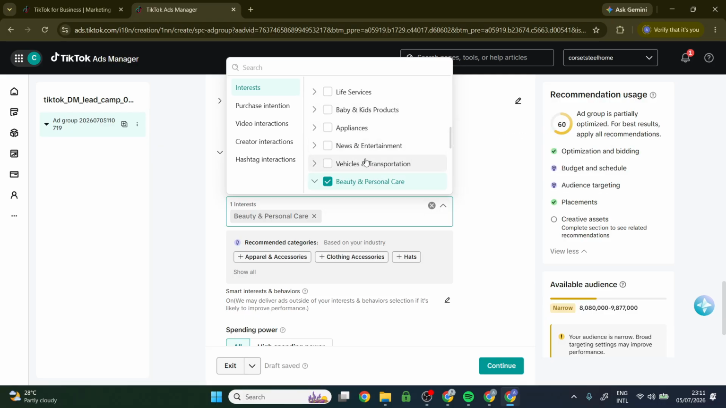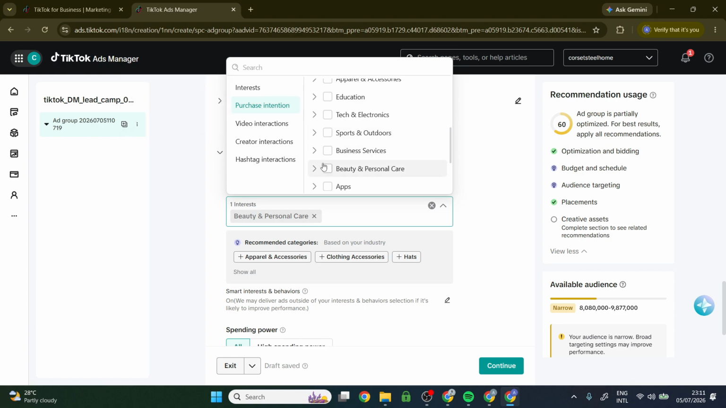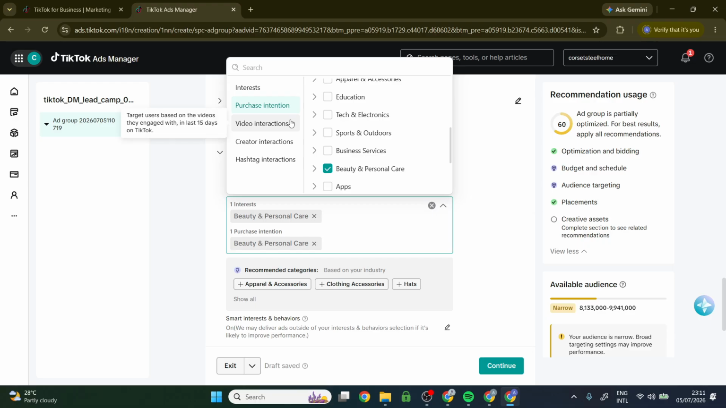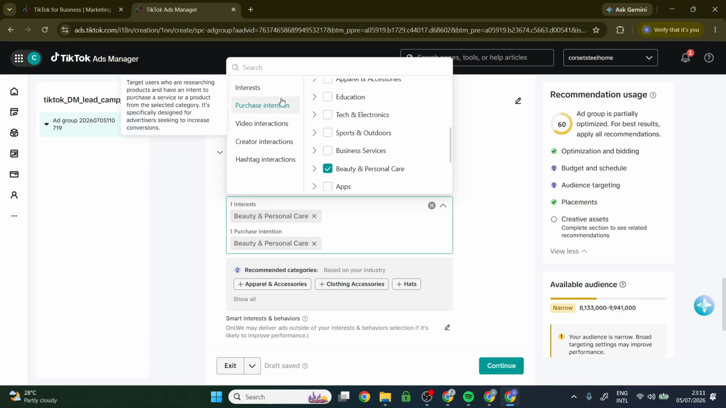Then the next one, I'm going to come to this purchase intention. For this purchase intention, I'm going to select beauty and personal care again. It means we are targeting people who are ready to buy skincare or personal care products, right? But the first one has to do with people that are interested in personal or beauty care.